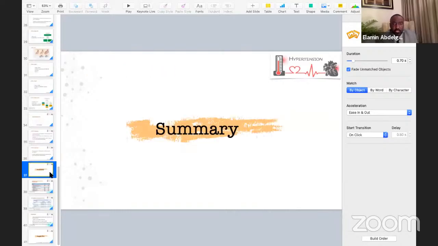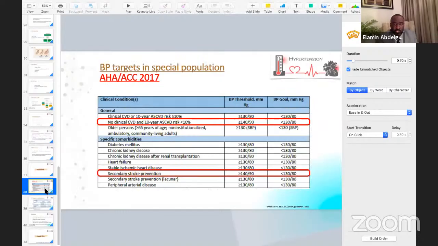So in two slides, just to summarize the loads of numbers and categorizations, the ACC special population targets. As you have just mentioned, for patients with secondary stroke prevention, the threshold will be equal or more than 140 over 90.